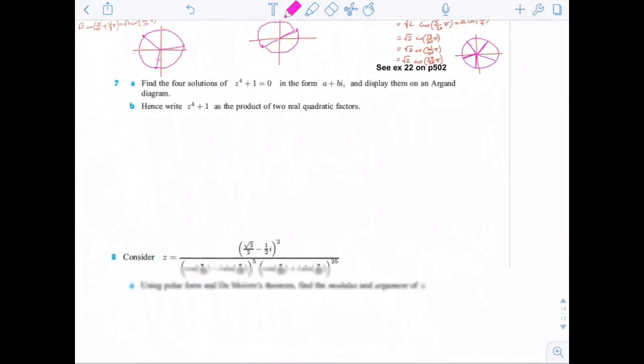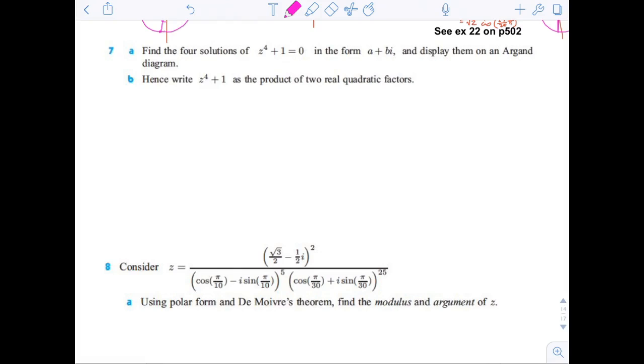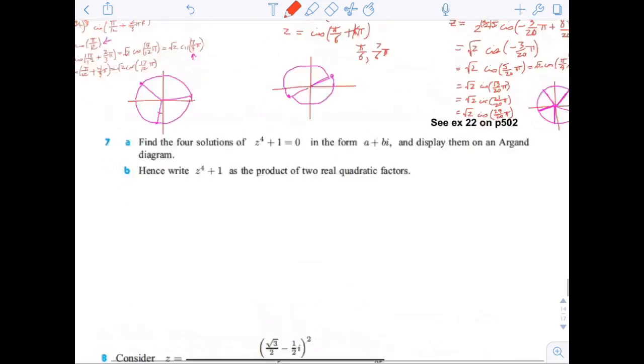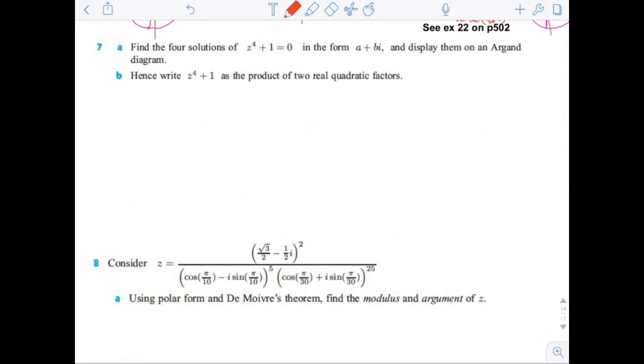Okay, 7. Find the four solutions of z to the fourth plus 1 equals 0 in the form a plus bi and display them on an argand diagram. Okay. By the way, we didn't need to find it in a plus bi form, thank goodness.